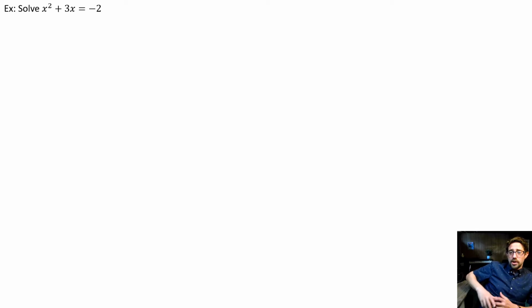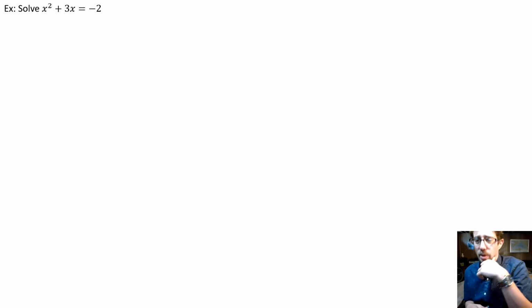Okay, so here we go. We're solving our first polynomial equation from scratch. Solve x squared plus 3x equals negative 2. Now your temptation might be to look at this expression on the left here and say, oh, I could factor that. I could factor an x out of that. And that's true. You could. But don't, because that's not how it works. It wouldn't help you any.